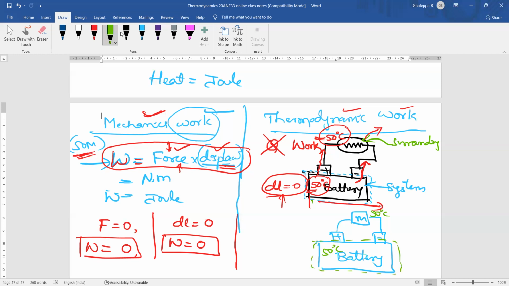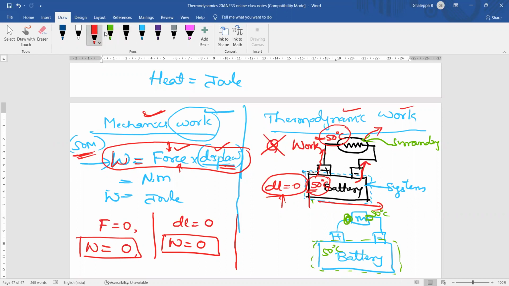When you switch it on and the battery is in operating condition, the motor will rotate, correct or not? Whether the motor starts or not? Yes, sir, the motor starts. So when the motor starts, what kind of work will you see? Mechanical work, correct or not? Because it is rotation. The motor shaft will be rotating, right? So you'll see mechanical work.